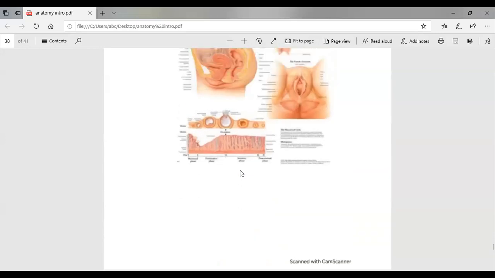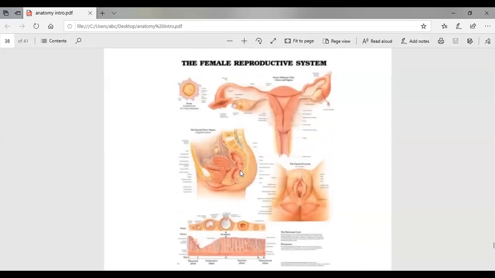What is the female reproductive system? The female reproductive system is made up of various organs: the uterus, the fallopian tubes, and the ovary. So the function, what does a female do after her marriage? She bears the child, right? The uterus is the organ in which the child will be grown, and the ovaries produce the egg cells. Ovaries are also part of the endocrine system.